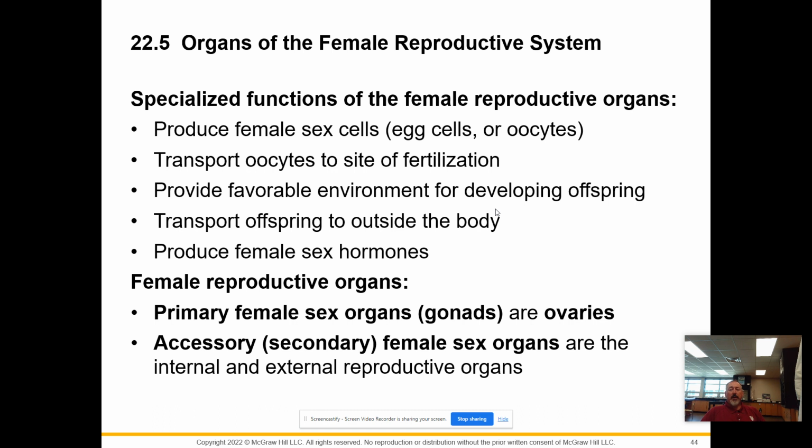So, two major reproductive organs. The primary is going to be the ovaries, also called the gonads. Gonads are a general term for reproductive organs. So the testes and ovaries are both gonads, and we're going to have the ovaries that we're focusing on here. This is the primary sex organ. Number two, we're going to have the accessory organs. These are going to be both internal and external reproductive organs. We'll talk about that momentarily.